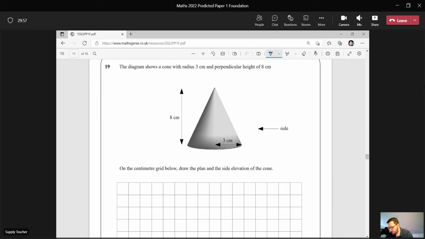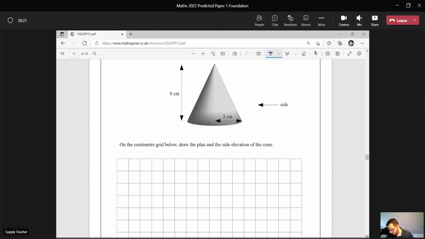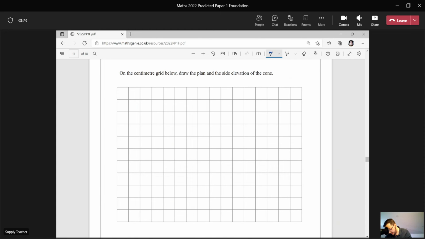Alright, the diagram shows a cone with radius 3 and a perpendicular height of 8 centimeters. On the centimeter grid below, draw the plan and side elevation of the cone. Okay, well, a plan is always from above, so it's like a bird's eye view. So if you imagine a cone, if you look at it from above, it's going to look like a circle. Okay, and we've got that the radius is 3, so we simply want to draw a circle of radius 3. So it'd be easier to do this with a compass, but I'm going to just nominate my centre to be that, and then it's going to be 3 away from that in every direction.